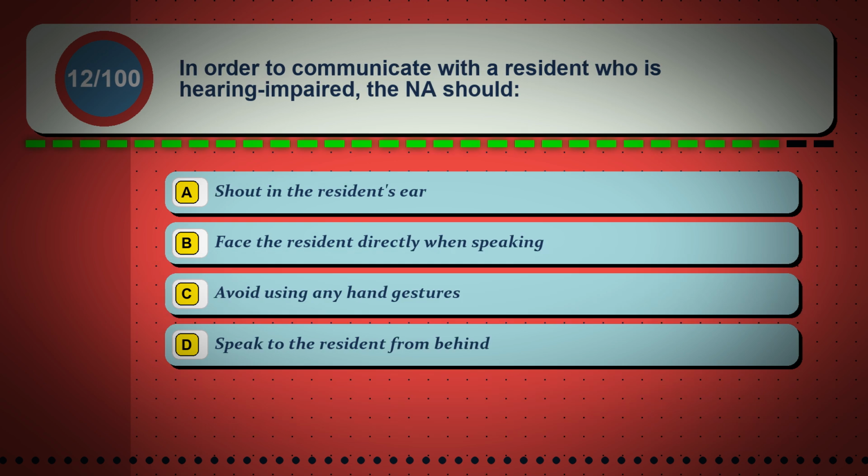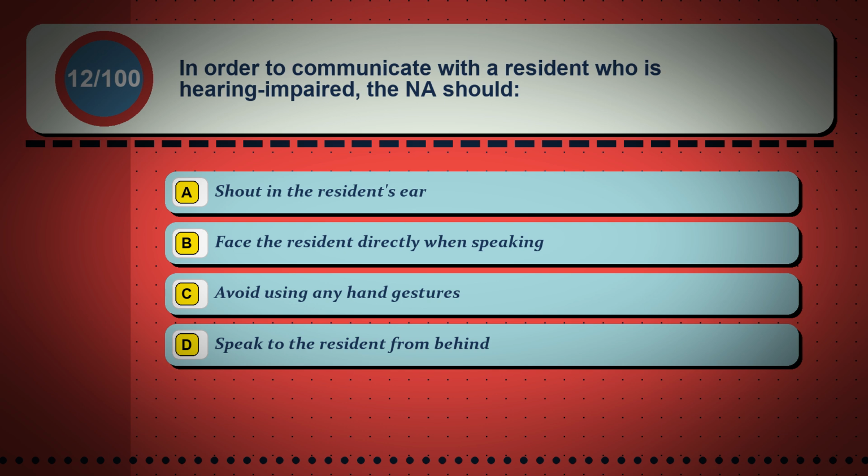Question 12. In order to communicate with a resident who is hearing impaired, the NA should: Option A, shout in the resident's ear. Option B, face the resident directly when speaking. Option C, avoid using any hand gestures. Option D, speak to the resident from behind.